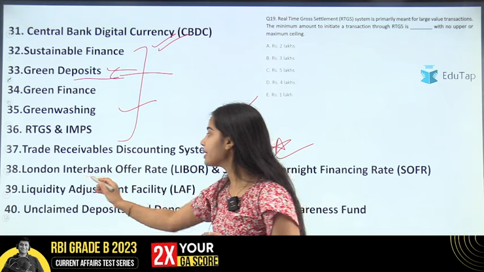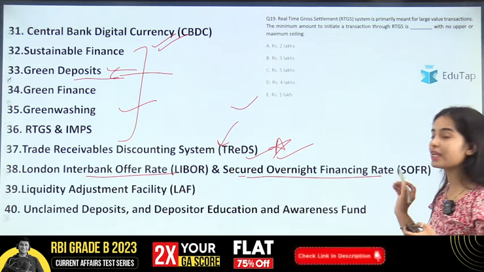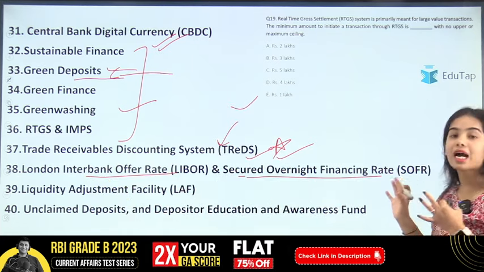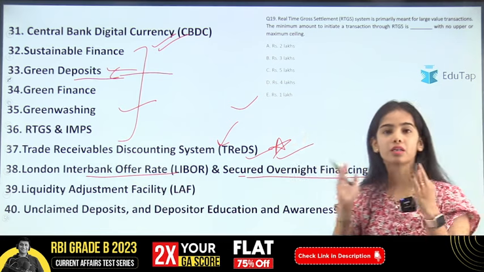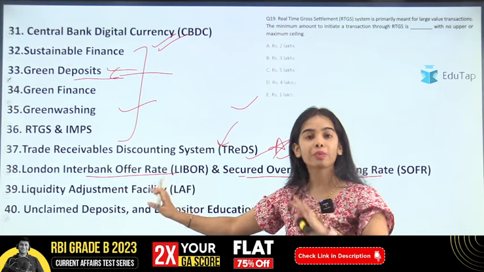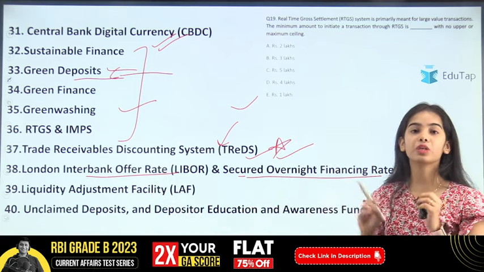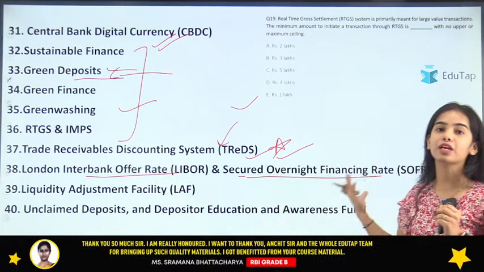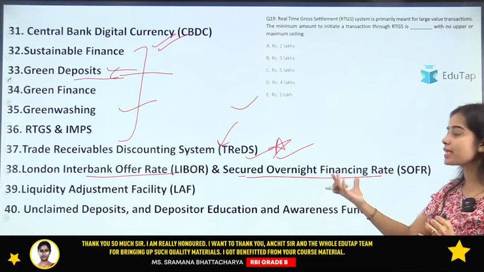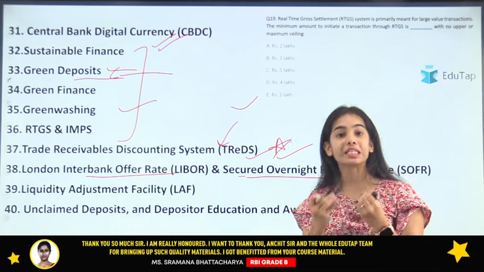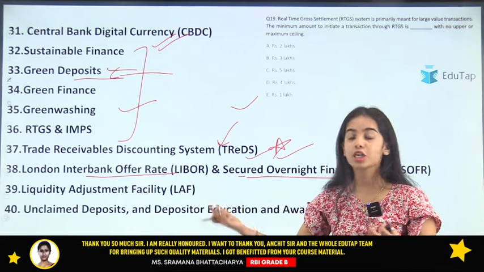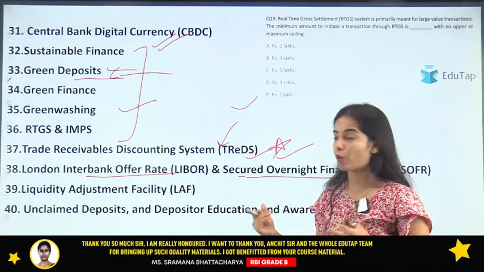Okay, so London Interbank Offered Rate and the Secured Overnight Financing Rate. So it has been said that we will not be using the LIBOR. The banks should not be using the LIBOR. The banks should start using the alternate reference rate, that is SOFR. So you need to have the basic understanding. The full forms can be asked. So these terms become very important.